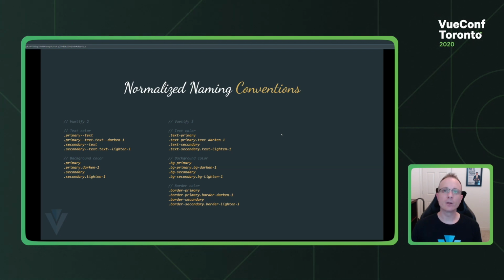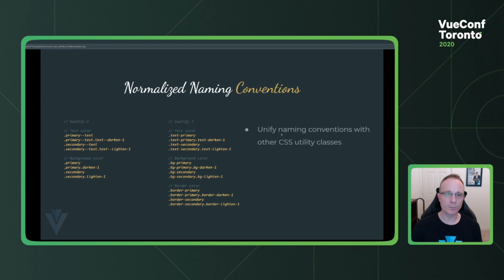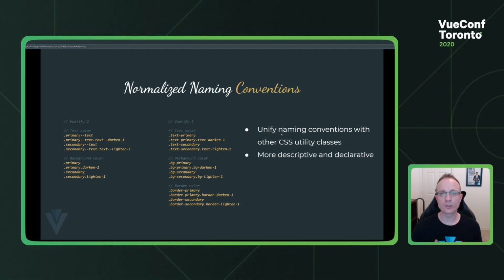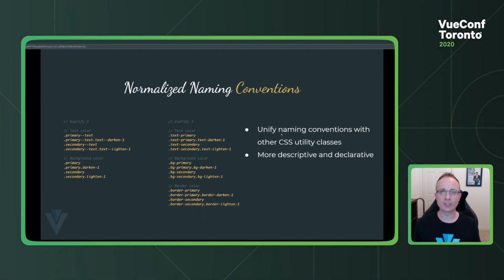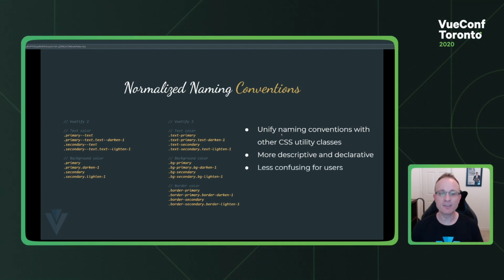And in version 3, we're going to go ahead and pull the plug on that, moving everything over from a double dash to a single dash, and having a more unified naming convention system for utility classes, to be more descriptive, to be more declarative, so that when users are implementing custom utility classes, they're not asking themselves, what is the difference between dash dash and dash in these helper classes? We want to make sure it's less confusing for users overall.